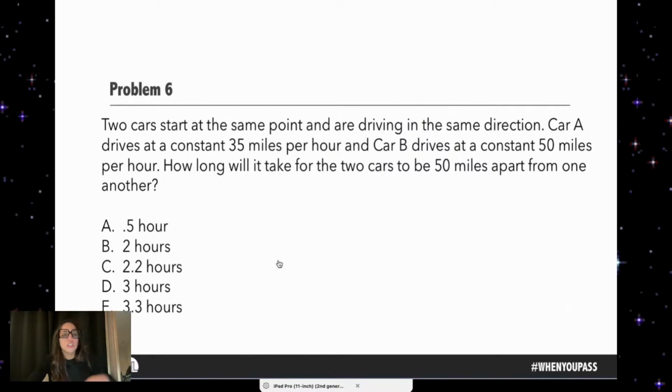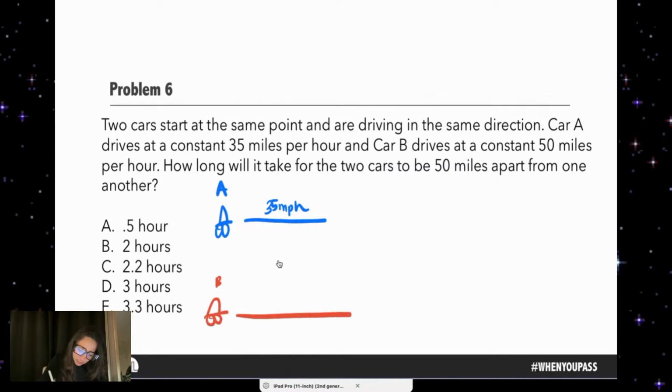All right. So this time I have two colorful cars. Car A is traveling at 35 miles per hour, and car B, gator colors, is traveling at a constant 50 miles per hour. How long will it take for the two cars to be 50 miles apart from one another? All right, so we can approach this two ways.